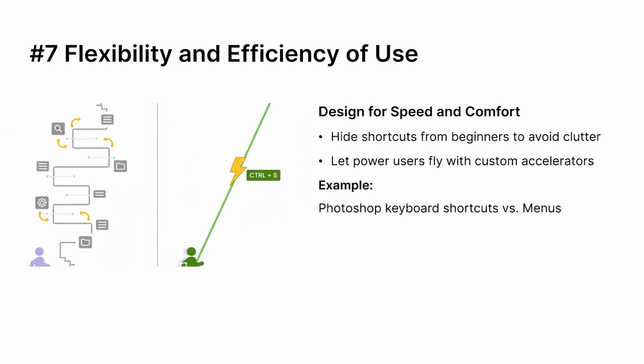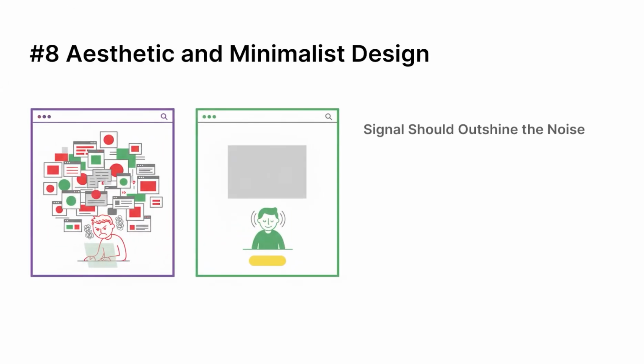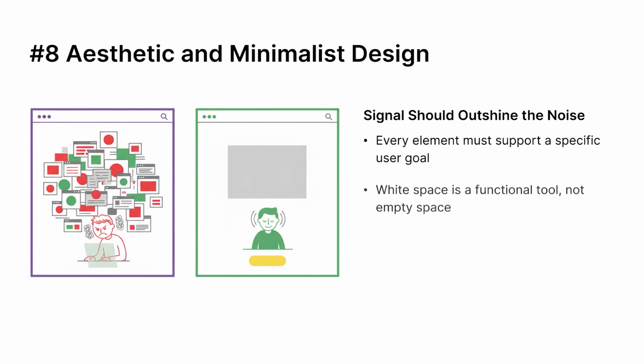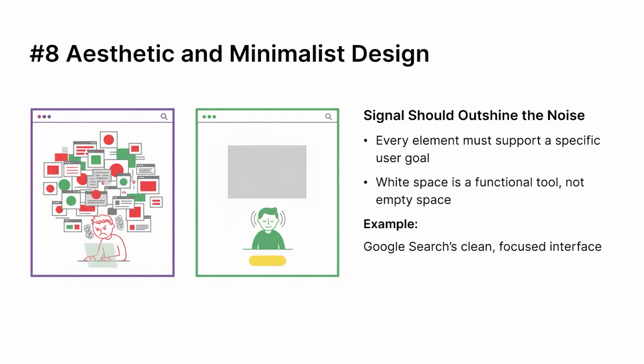Flexible systems serve everyone. Number 8, aesthetic and minimalist design. Every element should have a purpose. If it doesn't support user goals, it might be time to rethink it. Minimalism isn't just aesthetic, it's functional. Every decoration, banner, and button competes for attention. The more stuff on screen, the harder it is to find what matters.